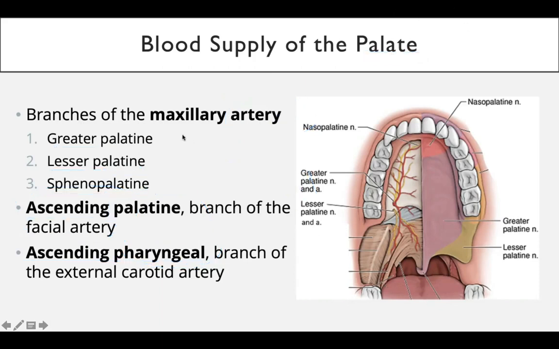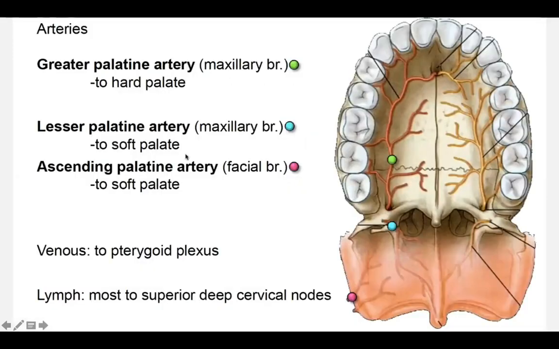So from the maxillary artery, there are greater palatine, lesser palatine, and sphenopalatine. Then there is the ascending palatine and the ascending pharyngeal. These are the 5 arteries. I hope we can remember if we revise enough times. Again, the greater palatine artery goes to the hard palate, the lesser palatine artery towards the soft palate, and the ascending palatine artery also towards the soft palate. And then there was the ascending pharyngeal and sphenopalatine.